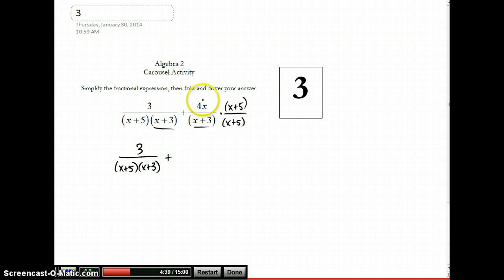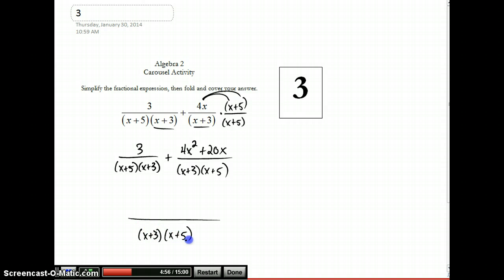The right fraction, we distribute. 4x times x, 4x squared. 4x times 5, 20x. All over our common denominator. We can add those up. You can look for like terms in the numerator, put it over your common denominator. We have 4x squared, x to the first power, and just a constant with no x on it at all. So none of those are like terms. They all stay separate. And if you would like to, you can multiply out the denominator, but that is not necessary for the problem.